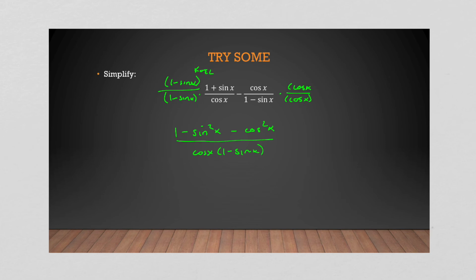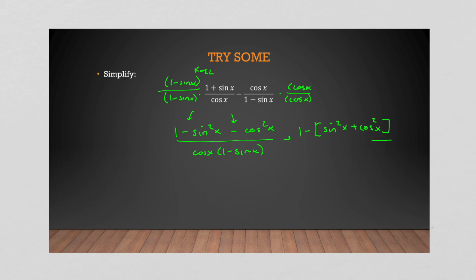And now remember that 1 minus sine squared x is cos squared x, or you could factor out the negative from here and here, and you'd have sine squared x plus cos squared x. Let's do that. So what we have is 1 minus, factor out the negative, it becomes sine squared x plus cos squared x. Now, it doesn't matter which way you did this.